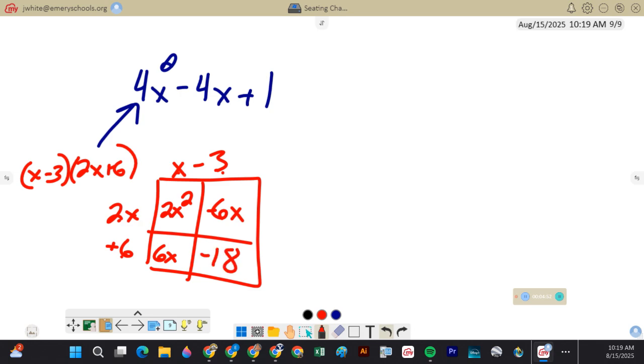Oh, I didn't do that on purpose. Those go together, and they cancel. So 2x squared minus 18. So if we can use this box to perform multiplication, we should be able to use the box in reverse to perform factoring.